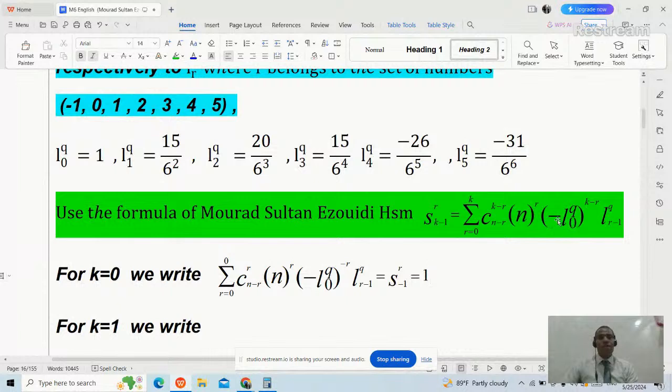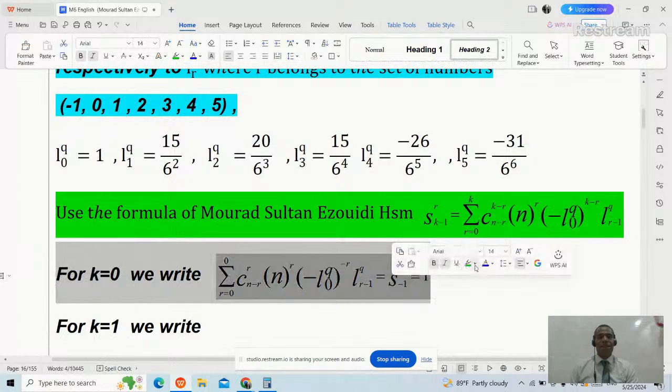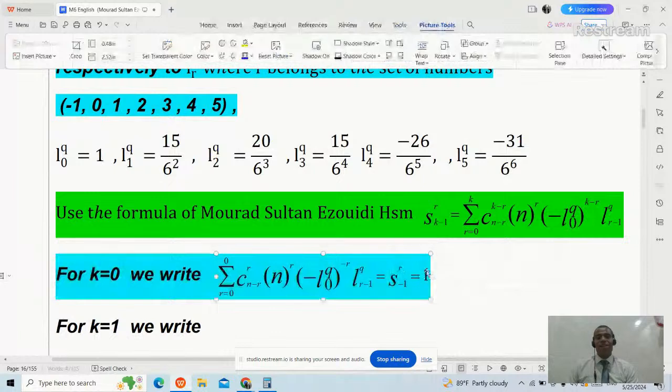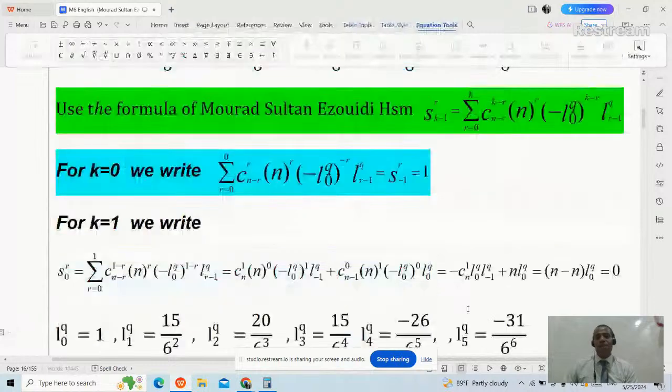So therefore, we have (−L0 of the Q) raised to the power K minus R times LR minus 1 of the Q. Now we are going to replace K with 0, then with 1, then with 2, 3, 4, and 5 to get all the SR of the Q relative to LR of the Q. For K equal 0, we immediately obtain S minus 1 of order I is 1. Now I'm going to set K equal 1 to find the value of S0.